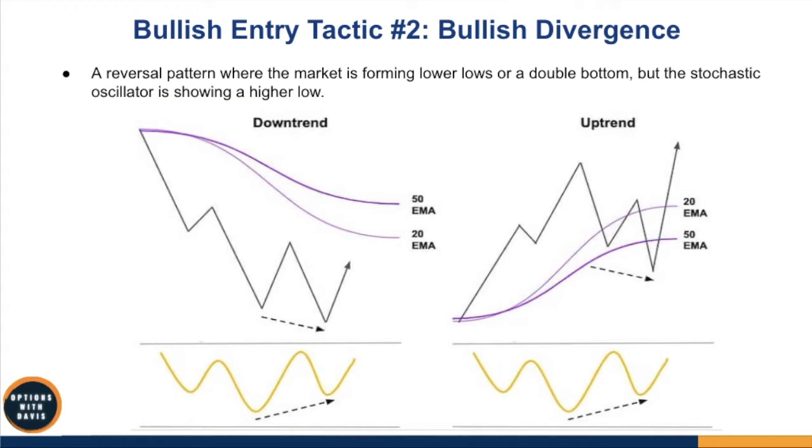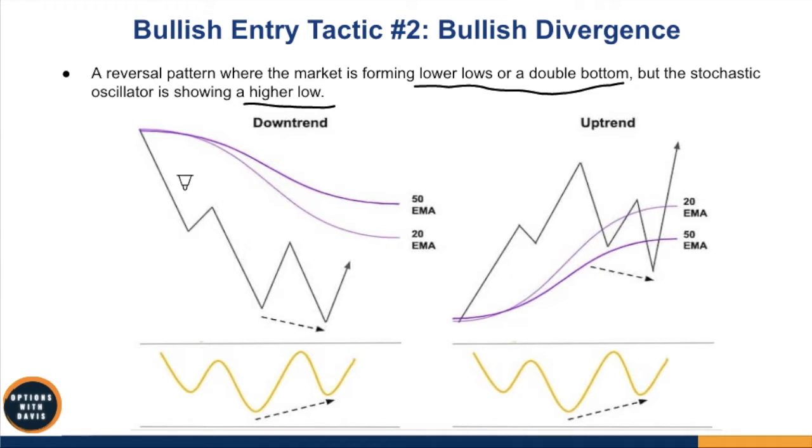Now, bullish entry tactic number 2 is bullish divergence. All right, so this is where you want to ingrain your mind with this pattern that I'm showing you right here. So bullish divergence usually is a reversal, right? So it's a pattern where the market is forming lower lows or a double bottom, but the stochastic oscillator is showing a higher low.